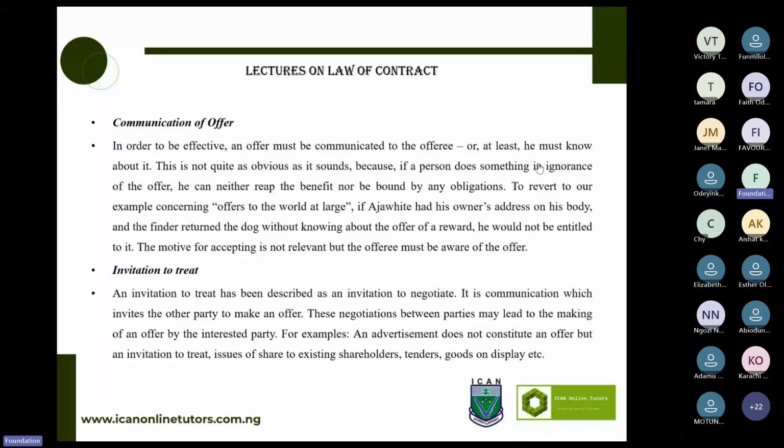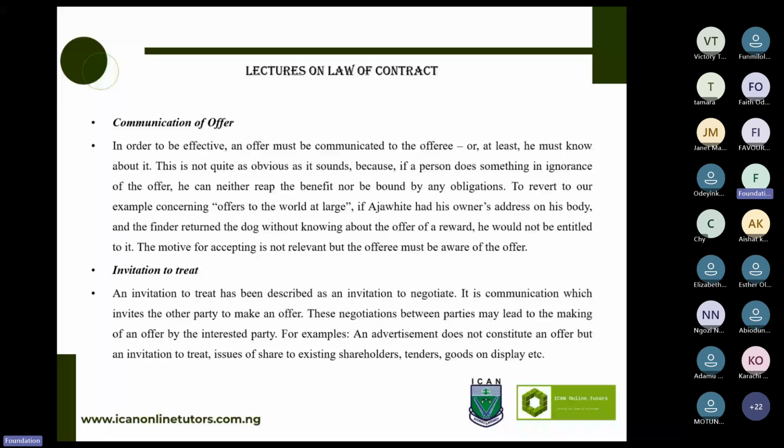So you enter a supermarket, you see goods on display, it's an invitation to treat. Now, say they make an advertisement to the world to say, we need architects to come and submit their proposal. And you submitted your proposal. Even in the event that you incur money in doing that proposal, it's an invitation to treat. They ask you to come and submit a quotation. It's an invitation to treat. It has nothing to do with an offer.